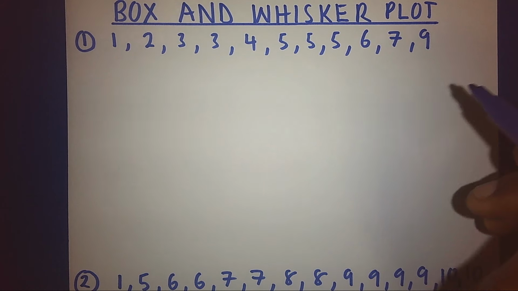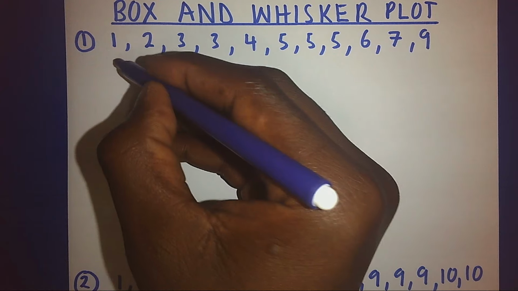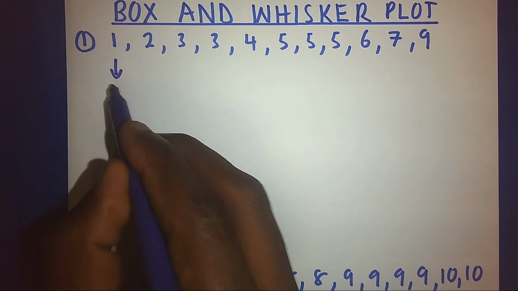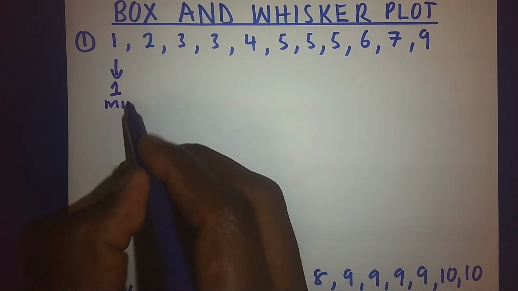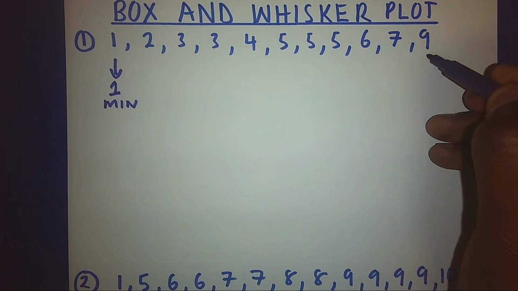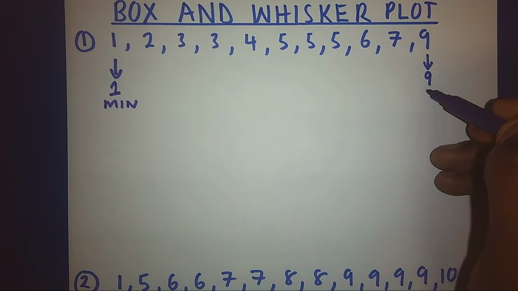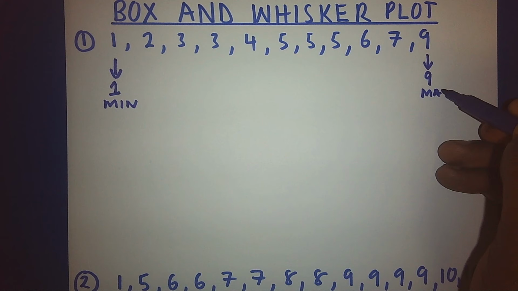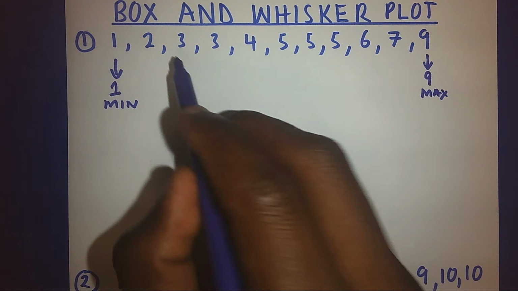1, we need to know our minimum value. And for this case, our minimum is 1. 2, we need to know our maximum value. And for this case, our maximum is 9. We need to find the median of our data.